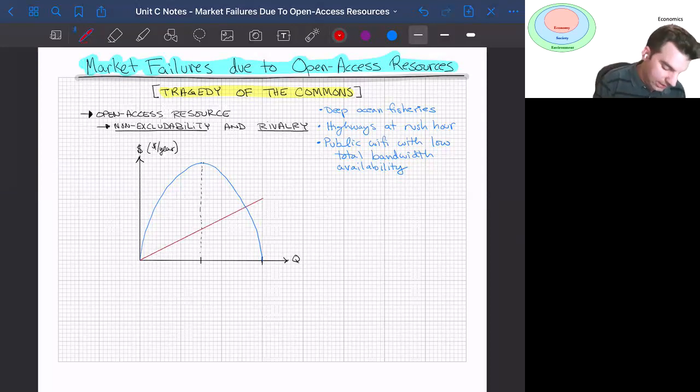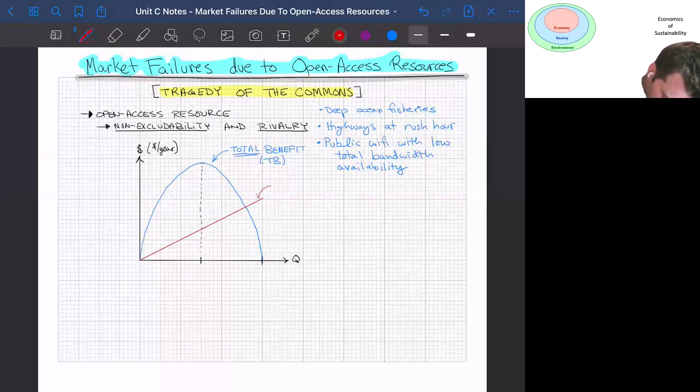All right, and let's just annotate this so we all remember. So this here is the total benefit, and I'll abbreviate that TB. And this here is the total cost, which I'll abbreviate TC.